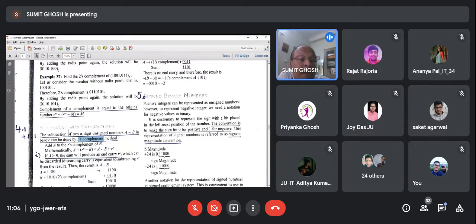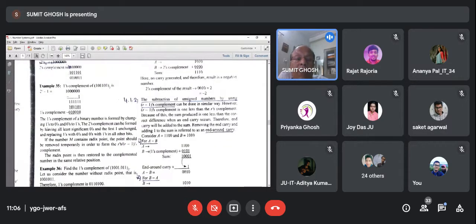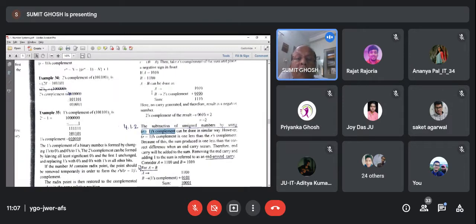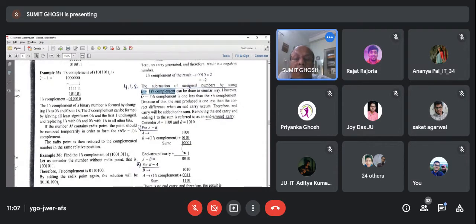Topic 4.1 is subtraction with complements. It has two parts. 4.1.1 is subtraction with complements using R's complement method, that means 2's complement in this case. Now we'll do the next, 4.1.2, using R minus 1's complement. So in this case, it is 1's complement. For binary numbers, R is 2, so it is 1's complement. Earlier one, what we were discussing, is the 2's complement method. Okay?